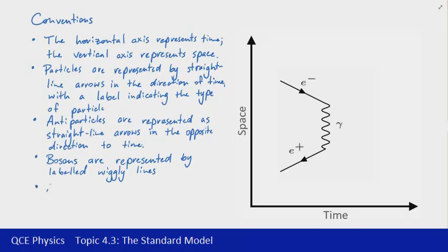The last important point is that at each vertex, and by vertex what we mean is this point here, so where particles are actually coming into contact, I suppose, or interacting directly, there are a few things that are going to be conserved. Those things being charge, lepton number, and baryon number. So they are all conserved.